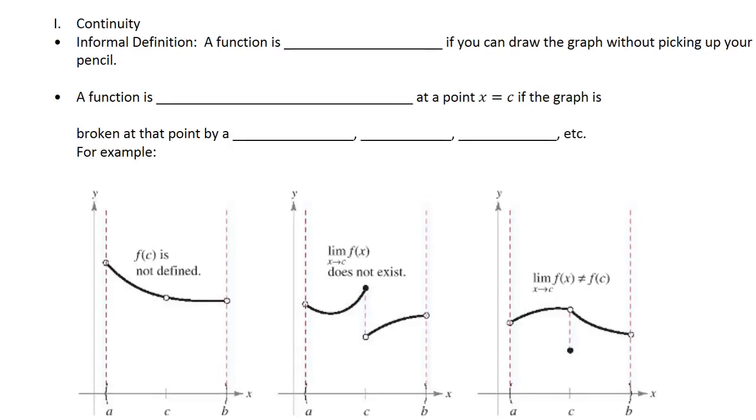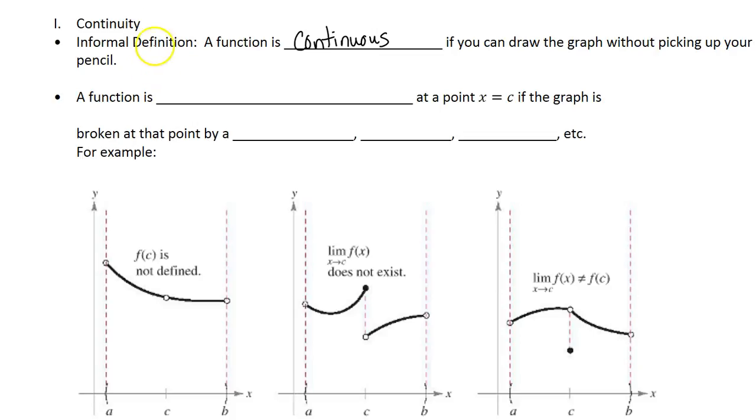The informal definition says that a function is continuous if you can draw the graph without picking up your pencil. So that's the most common way that you will hear this defined. If you can draw the entire graph without having to pick up your pencil to make a hole or a jump or something like that, then we would say the graph is continuous. Of course, we're not going to keep it that simple. We're going to get a much more technical definition of continuity.